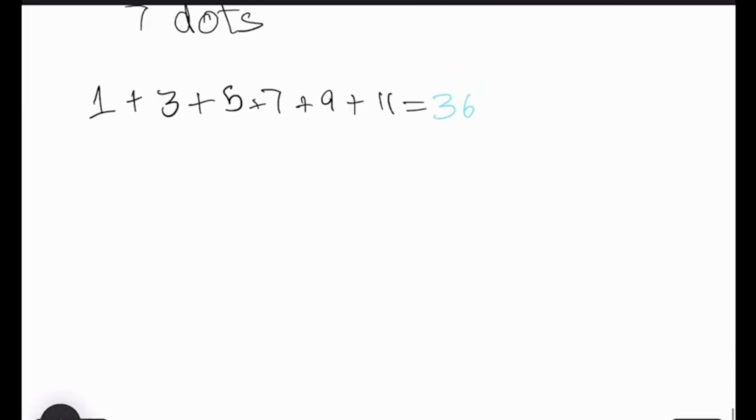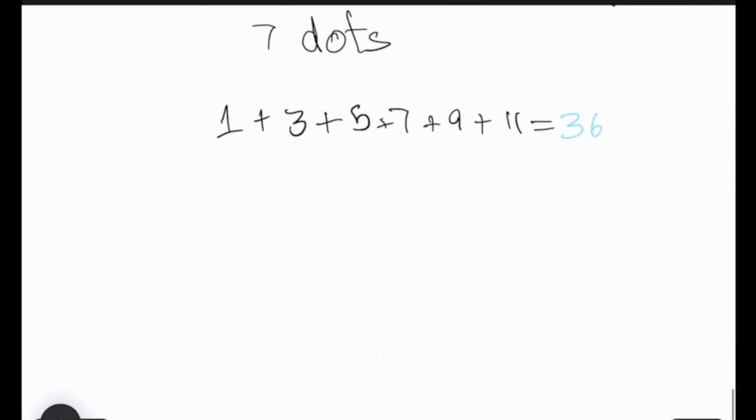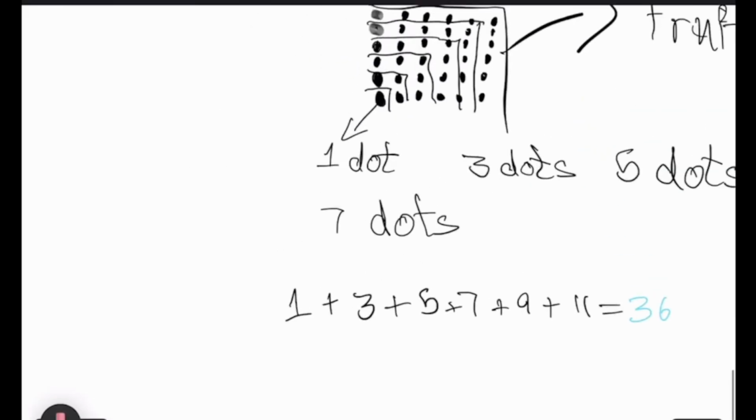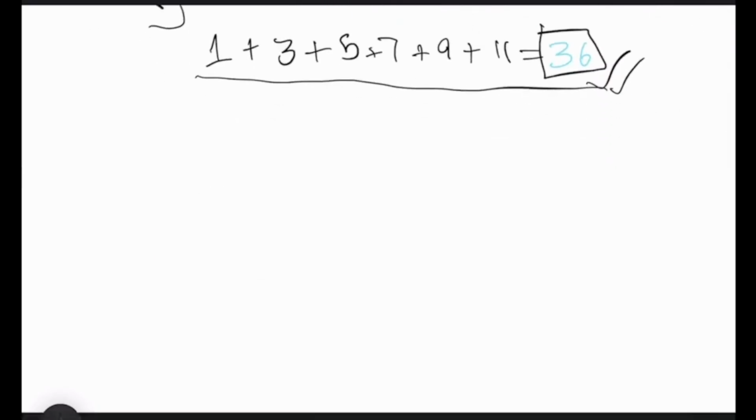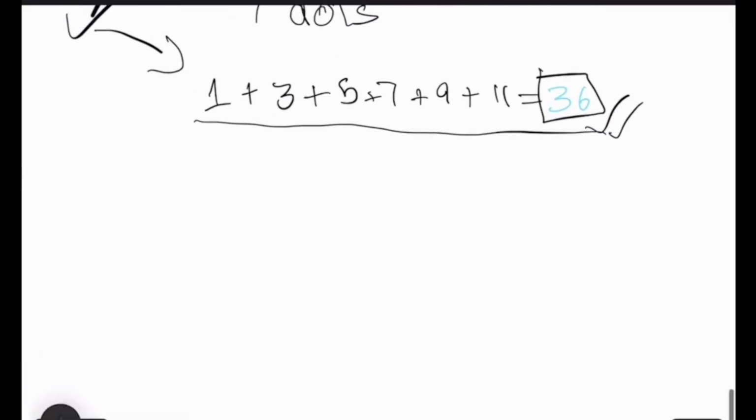It's a fruitful way to represent this. This is one more relation. This makes it evident now that 1 plus 3 plus 5 plus 7 plus 9 is equal to 36. Okay, I hope you understood. Now let's move to the next topic without wasting time.